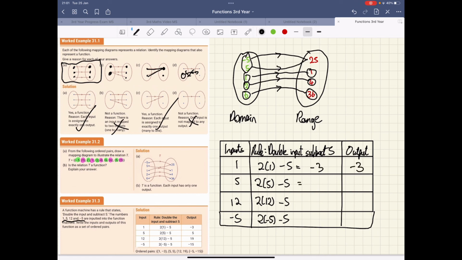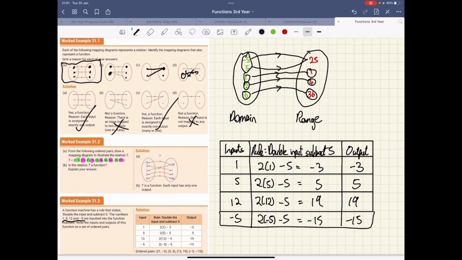2 times 5 is 10, take away 5 is 5. So my output there is 5. 2 times 12 is 24, take away 5. So 2 times 12 is 24, take away 5 is equal to 19. So that's my next output. And finally, 2 times minus 5 is minus 10, take away 5 is going to be minus 15.